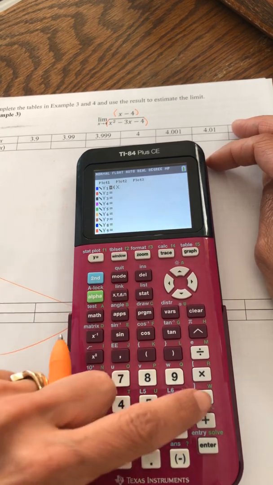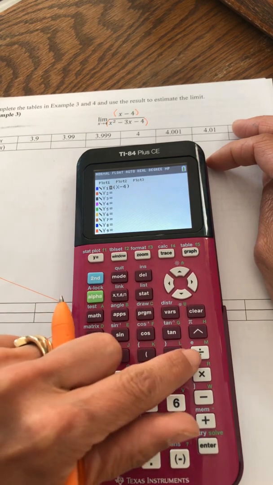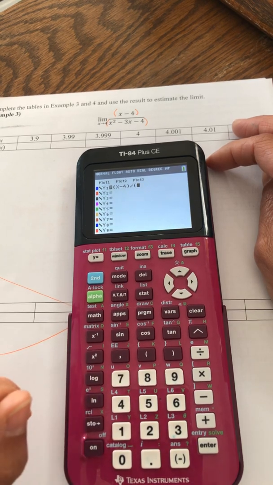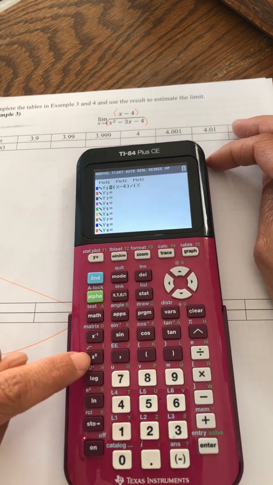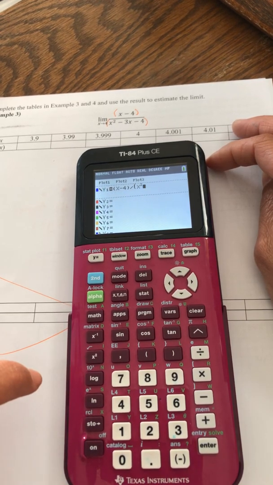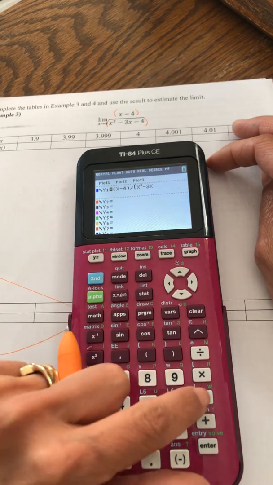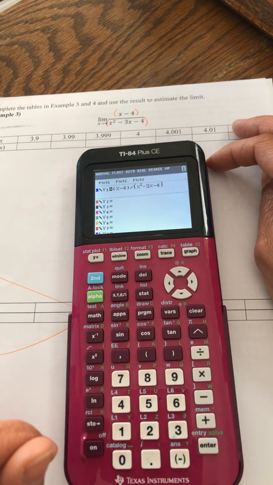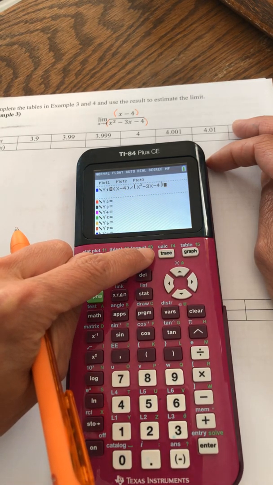There's x, I need -4, and I need to close parentheses, and then I need to divide, and there's my fraction bar. Start parentheses again, and I need x squared, so I need to hit that x, and then hit this squared button, and then -3x -4. Close parentheses, okay? And then what I'll do is I'll hit zoom.